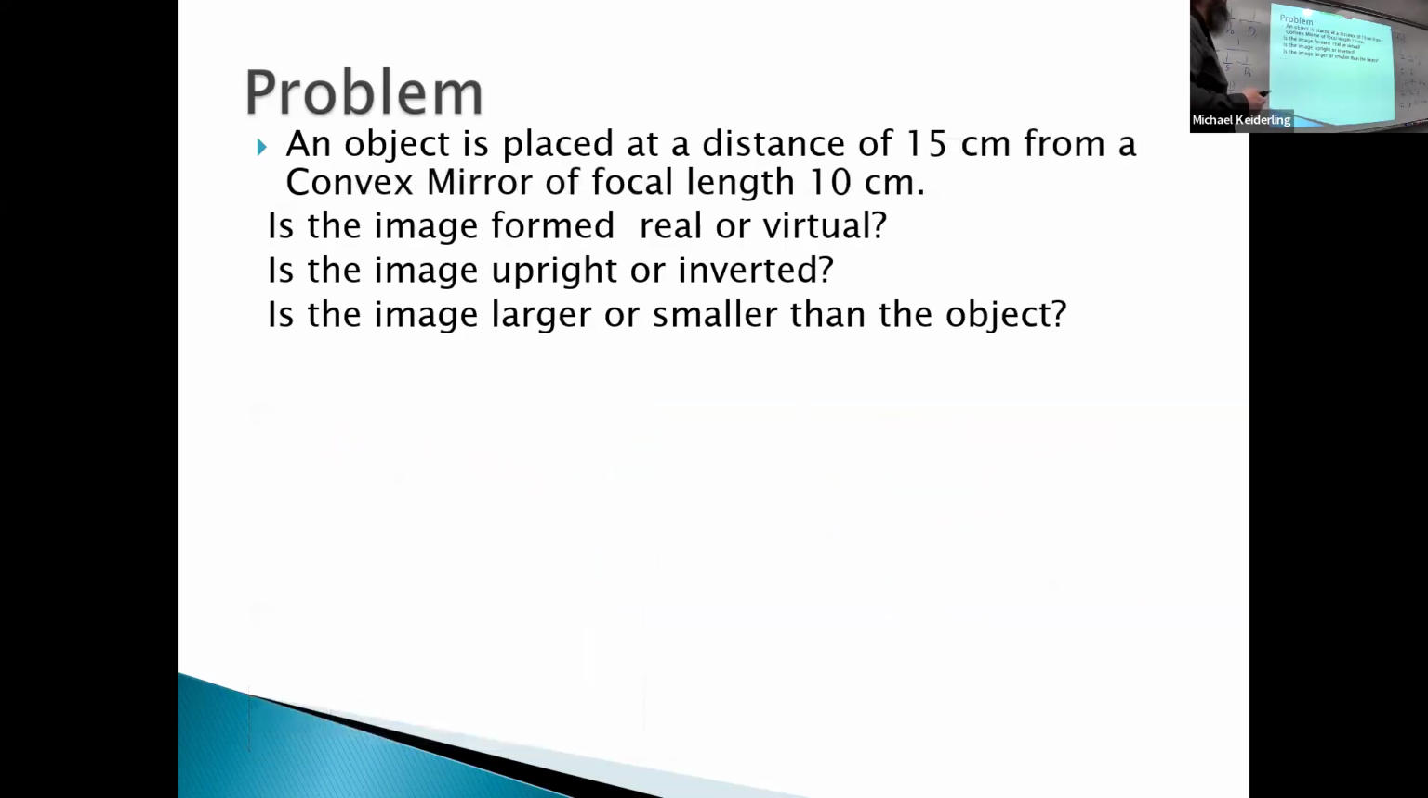And then lastly, we have an object 15 centimeters from a convex mirror with a focal length of 10 centimeters. So is the image formed real or virtual, upright or inverted, and larger or smaller than the object?